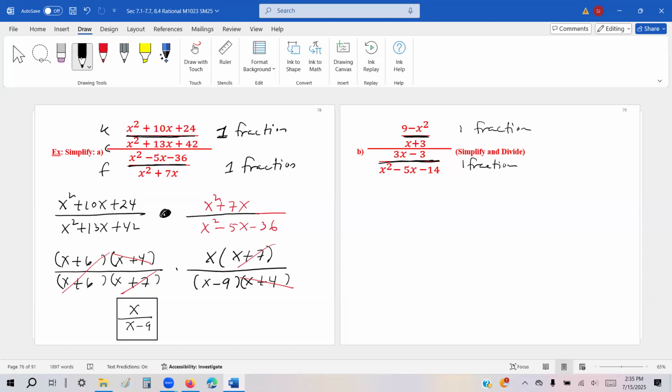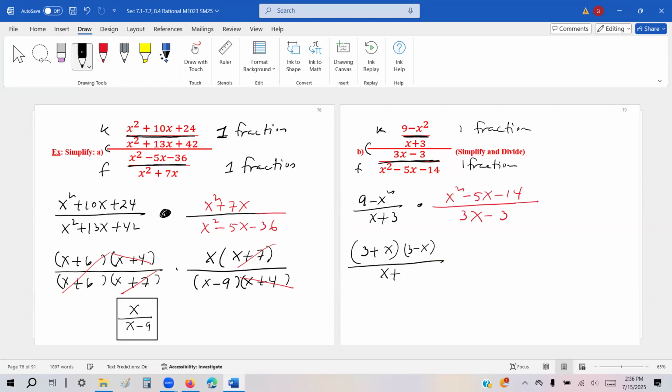Who would like to do a numerator? Justin. 3 minus x. So you do keep, change, flip. Let me read it first. 9 minus x squared over x plus 3, times the denominator we flip: x squared minus 5x minus 14 over 3x minus 3. Okay, go ahead. x minus x and 3 plus x. Good job. 3 minus x, 3 plus x over x plus 3.